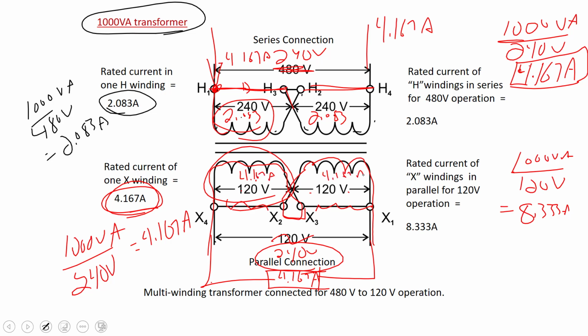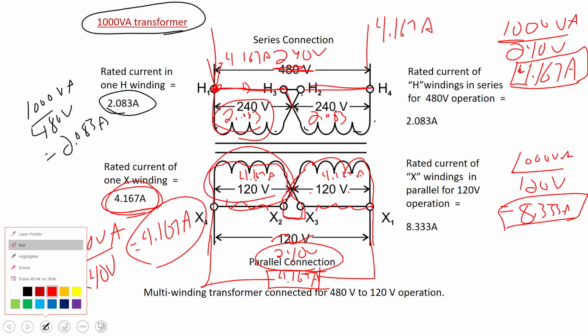Depending on how we connect those, we can either have 120 volt with a maximum of 8.33 amps in the parallel connection, or 240 volt with them in series, and now our maximum current is down to 4.167 amps that we can draw off this. So that VA stays the same no matter what type of connection we're looking at.